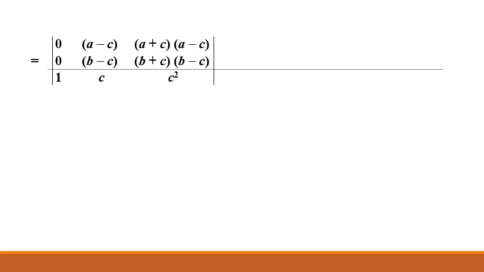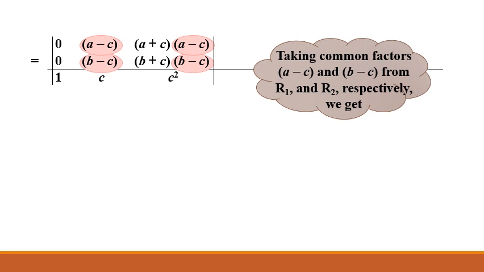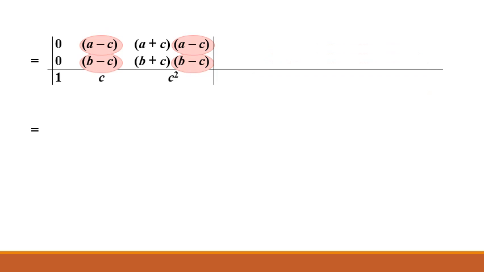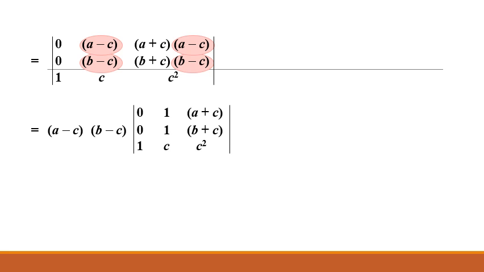Next, using the identity a square minus b square, we can write a square minus c square as a plus c into a minus c, and b square minus c square as b plus c into b minus c. So we will be taking out a minus c common from R1 and b minus c common from R2 respectively. The remaining determinant will be 0 1 a plus c, 0 1 b plus c and 1 c c square.